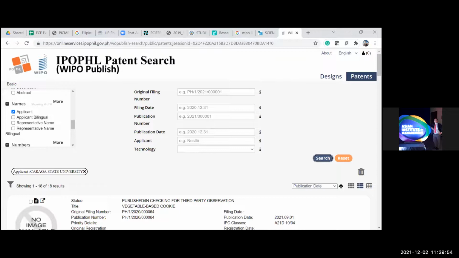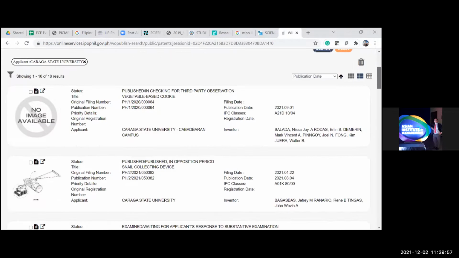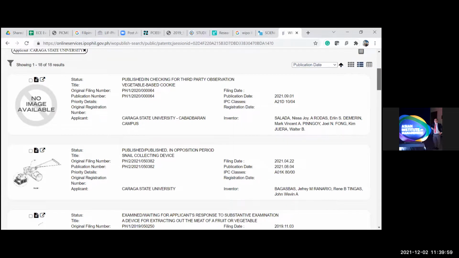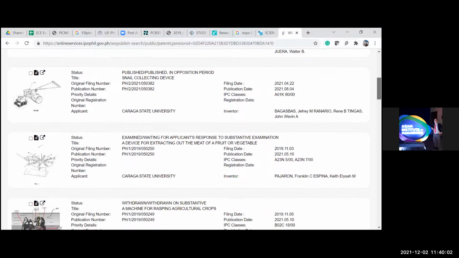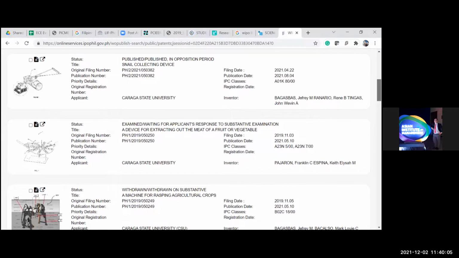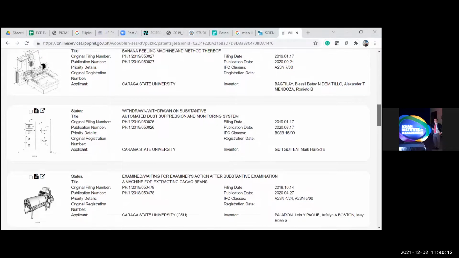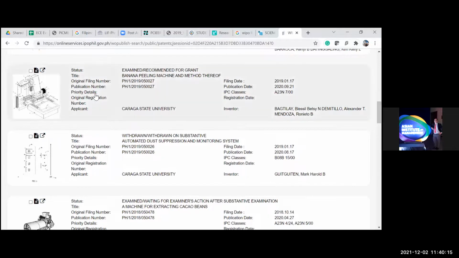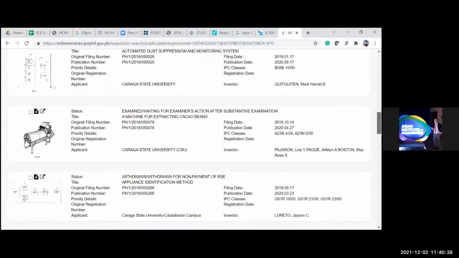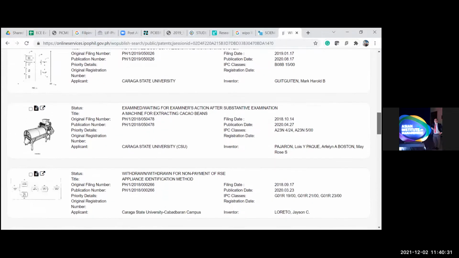So you go to IPOPHL. Here it's a combination of utility models and patents. These are different designs. I don't know if you guys develop machines, but most of them are agricultural in nature. This one, if you can read here, is a banana peeling machine. It says examined, recommended for grant. I think this is very near issuance of the patent. Others are withdrawn or on substantive examination because there are issues with them.